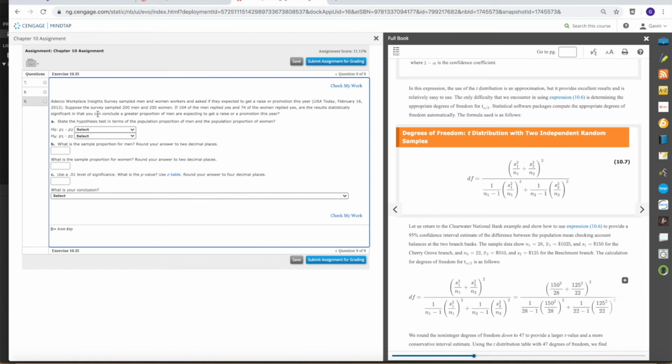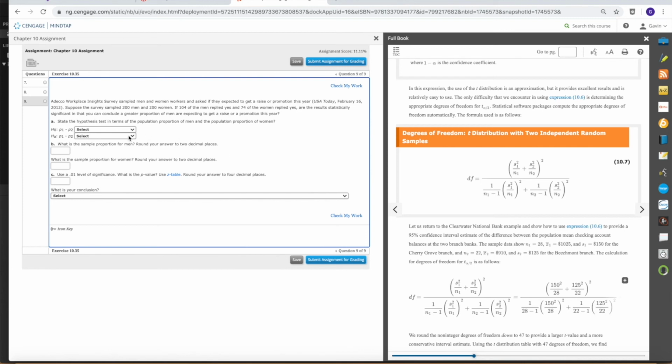No. The Adecco Workplace Insights survey sampled men and women workers and asked if they expected to get a raise or promotion this year. Suppose the survey sampled 200 men and 200 women. If 104 men replied yes and 74 women replied yes, are the results statistically significant in that you can conclude a greater proportion of men are expecting to get a raise or a promotion this year?